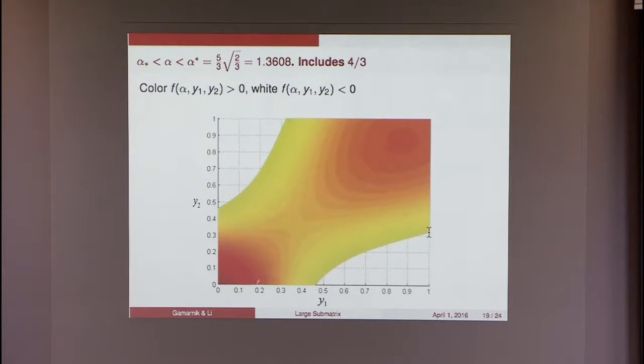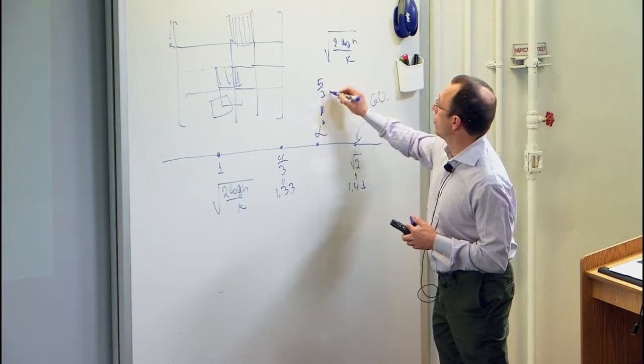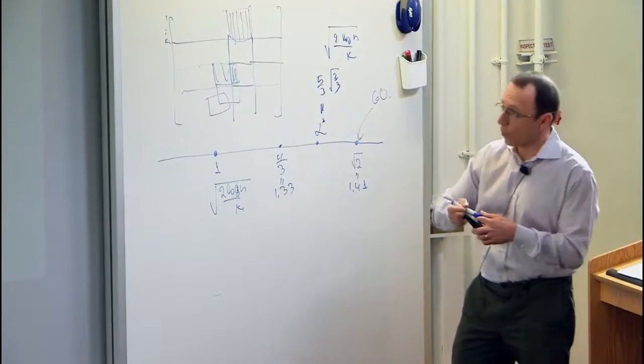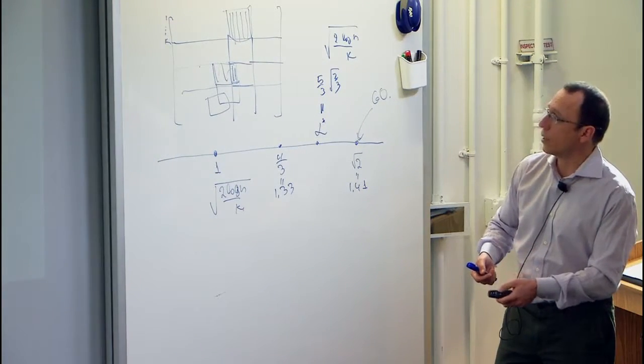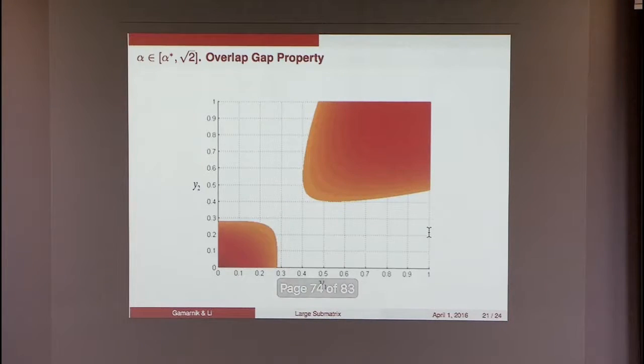And otherwise the region sort of looks like this. And that picture continues up until 1.3, this numeric value, which is actually explicitly given by this expression. It includes 4/3, so it's somewhere here. So alpha critical now is 5/3 over 2 over 3. And what's happening at this number is that this region becomes disconnected. So you go a little bit above this, and then you see this picture.